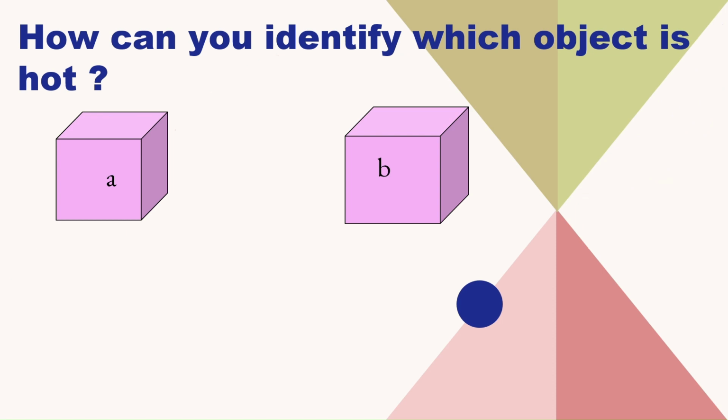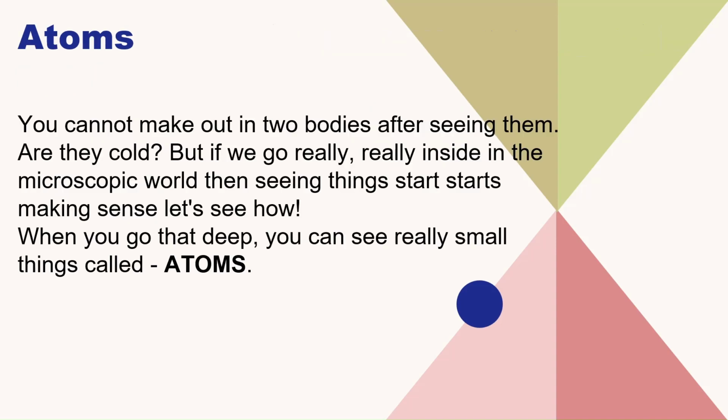How can you identify which object is hot? That's simple, by touching them. But what if I tell you that you can make out which object is hot or cold just by seeing them? It's not possible to make out which object is hot or cold just by seeing them. But if we go really inside in the microscopic world, then seeing things starts making sense.